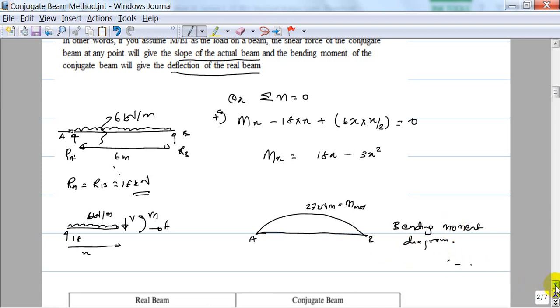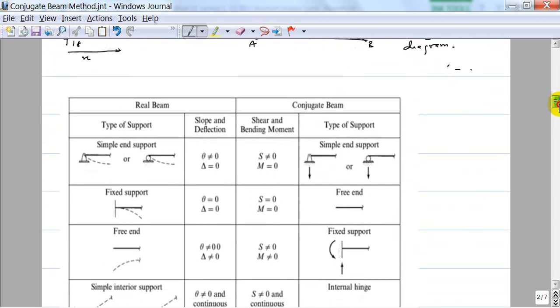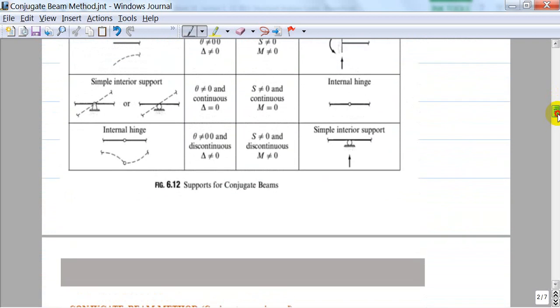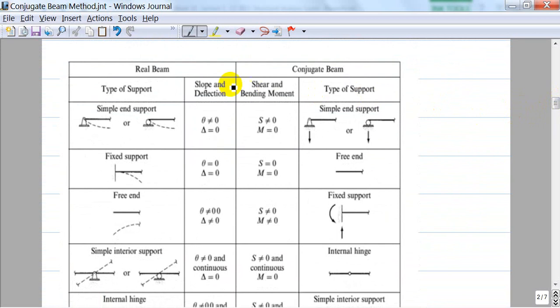Now if I go down, we have to look at the reciprocals, the reciprocals of the support conditions, that is, how to define the support condition. For example, if you have a simple end support, not the simple support in the middle, but a simple end support, something like a pin or a roller, then in this support you don't have a moment, you have shear force. Now this is very important, so you need to pay a bit of attention here.